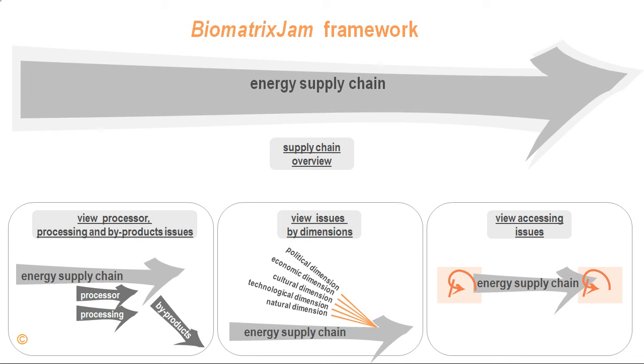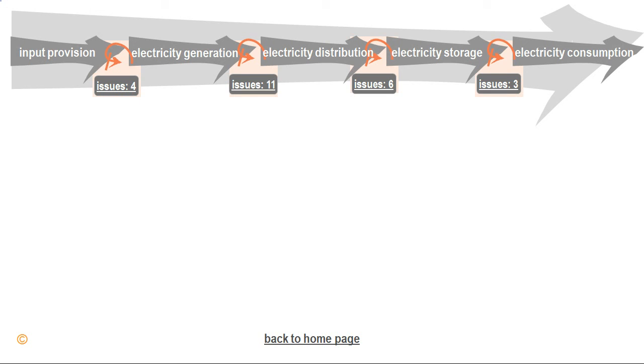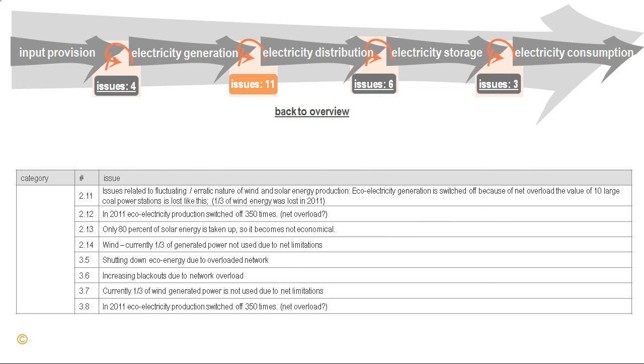Let us now have a look at the issues associated with accessing or tapping. Tapping deals with the interaction between linking stakeholders and how the output of one system is accessed by the other system. For example, by clicking on the tapping arrow between electricity generation and electricity distribution, we can see the list of issues on the interface of these two supply chain links.